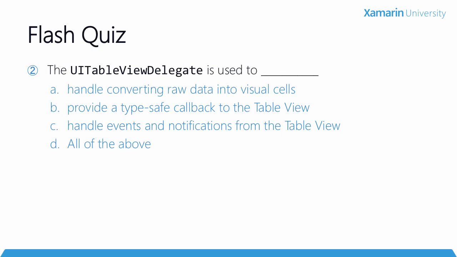Question number 2. The UITableViewDelegate is used to A, handle converting raw data to individual cells, B, provide a type-safe callback to the table view, C, handle events and notifications from the table view, or D, all of the above. The answer is C. The UITableViewDelegate is used to handle events and notifications from the table view.